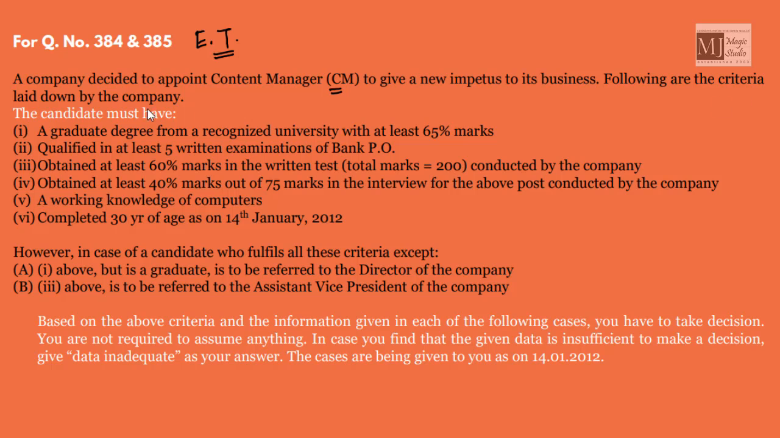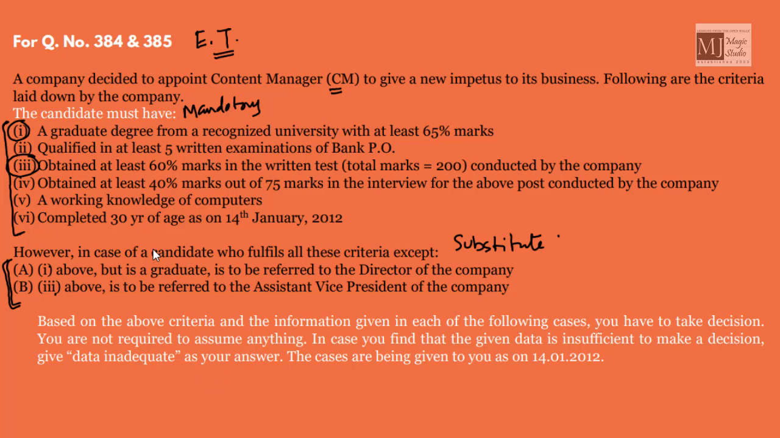content manager. Following are the criteria. These are known as mandatory criteria, and we can have substitute criteria. If any candidate follows all these 6 criteria, then he should be selected. If a candidate is not following criteria 1 or 3, then he may be referred to somewhere else. So these are known as mandatory, and for 2 of the mandatories we have substitute criteria also.